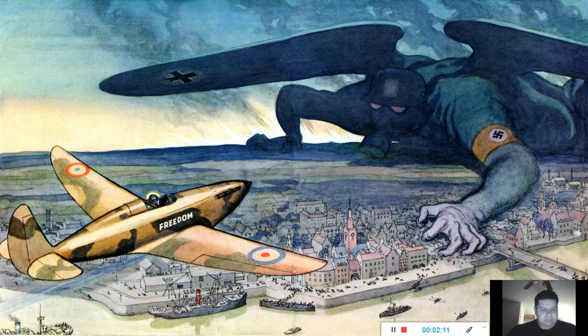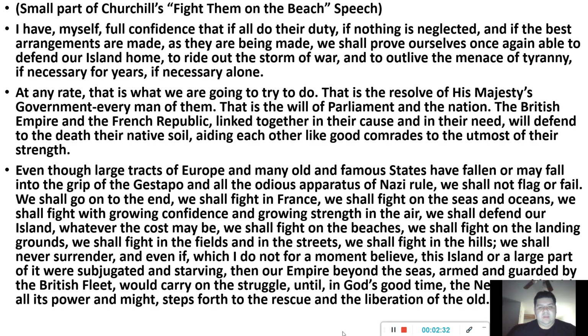But again, analyze the picture, what's going on, which countries or country represents the freedom plane, and then who do you think is going to win between the freedom plane and the Nazi plane? Okay, so pause the video, but we're moving on in three, two, one.